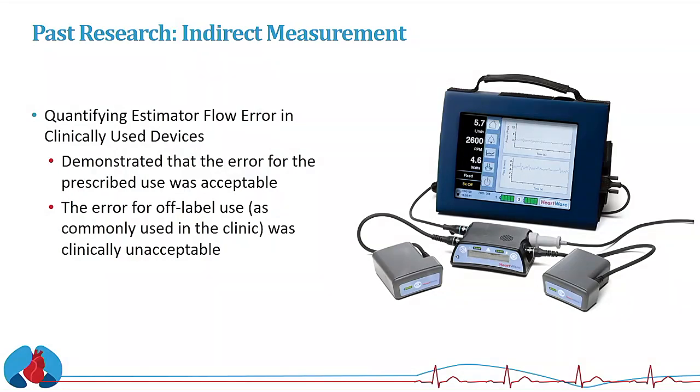Some of you might know that the VADs have what they call flow estimators on them. Basically, how the flow estimators work is they look at the speed of the pump, and using the known characteristics of the pump and the power consumption, they can estimate what the flow is. So we did a study to look at just how accurate that was, not only for the clinical use of VADs, but for off-label use of VADs.